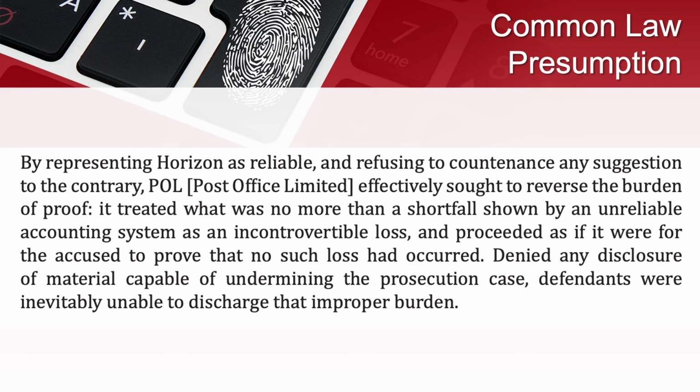By representing Horizon as reliable and refusing to countenance any suggestion to the contrary, Post Office Limited effectively sought to reverse the burden of proof. It treated what was no more than a shortfall shown by an unreliable accounting system as incontrovertible loss, and proceeded as if it were for the accused to prove that no such loss had occurred. Denied any disclosure of material capable of undermining the prosecution case, defendants were inevitably unable to discharge that improper burden.